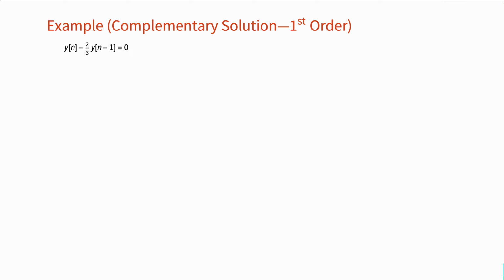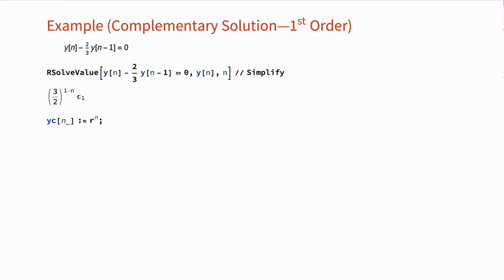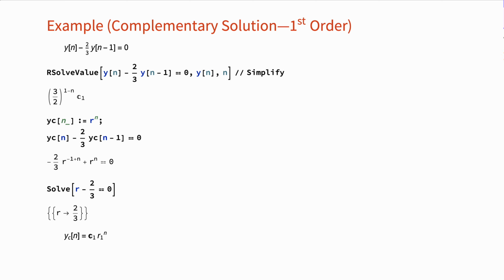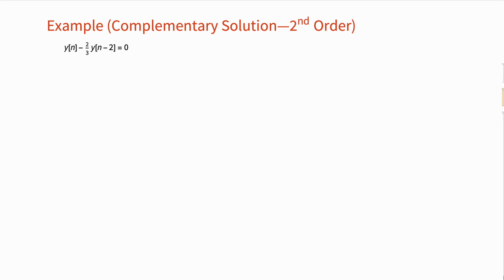Let's find the complementary solution of the homogeneous difference equation shown here. Using the Wolfram language, we can find the solution. And if we were to find the solution by hand, we consider the solution of the form r to the power n, substitute it into the difference equation to find the values of the base r, which in this case is 2 over 3. Then we can write the complementary solution as shown here. Let's look at another example.